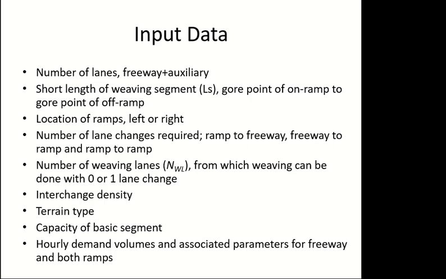So you have to find out this, then you have to find out the interchange density, which is interchanges per mile. We already did that for the freeway segments. We have to find out the terrain type and the capacity of the basic segment. We have an equation for that, we have already seen it. And you have to find out the hourly demand volume and the parameters associated with the volume, such as percentage of heavy vehicles and peak hour factor. These are called the associated parameters for the volume.